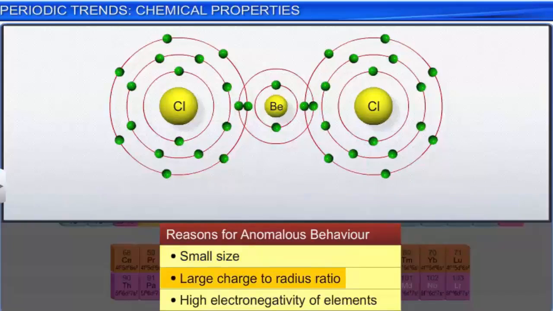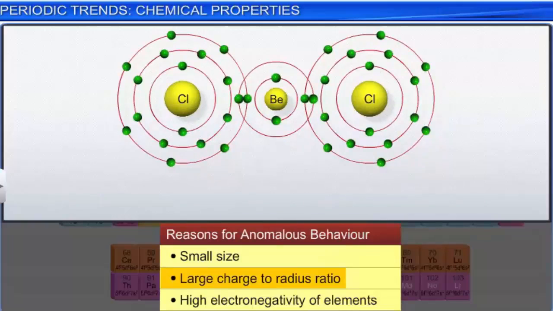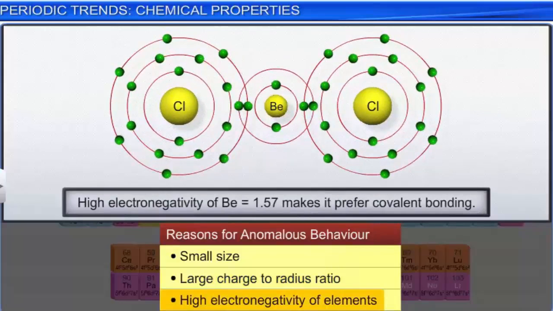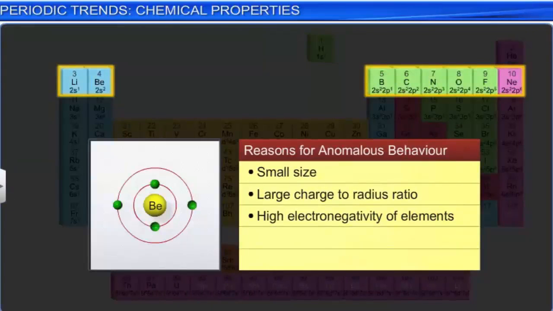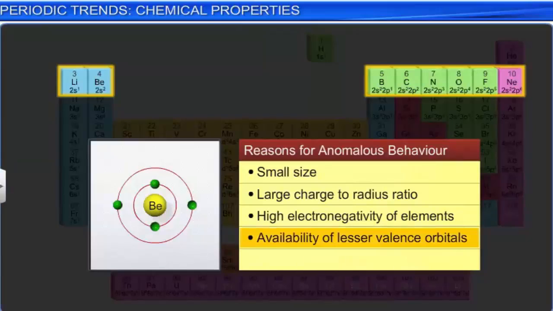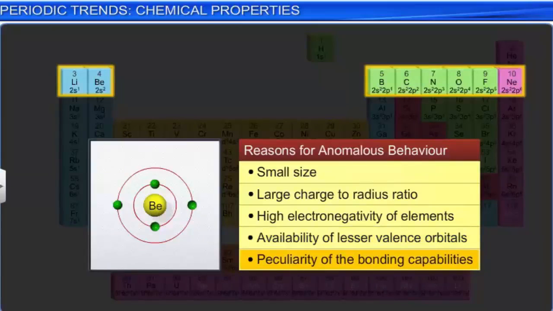Large charge to radius ratio means that the ion of the atom has a higher charge sitting on a small-sized atom, a condition that favors covalent bonding. High electronegativity means that the atom has a higher attraction for shared electrons. This again makes covalent bonding favorable. In addition to the previous reasons, the availability of lesser valence orbitals and the peculiarity of the bonding capabilities of second period elements also contribute to their anomalous behavior.